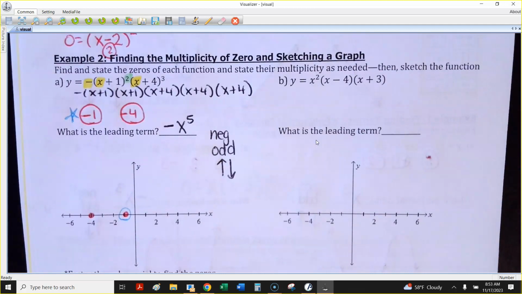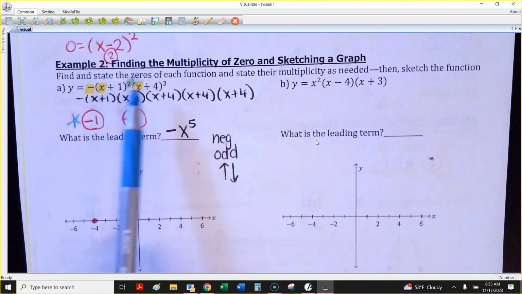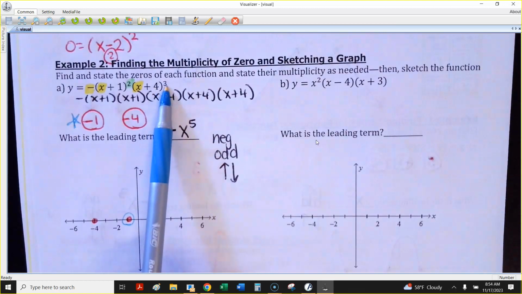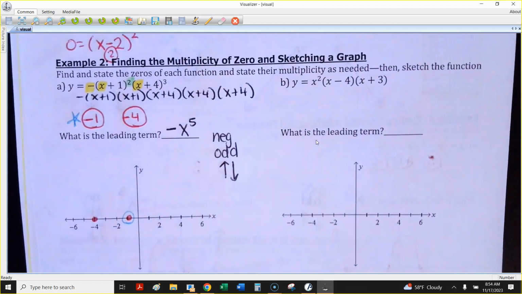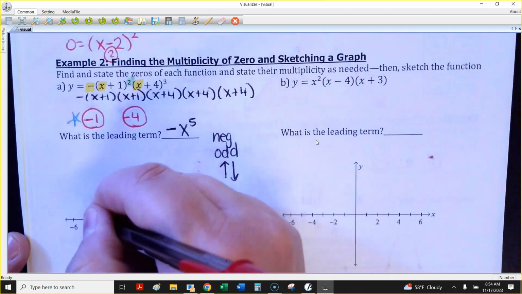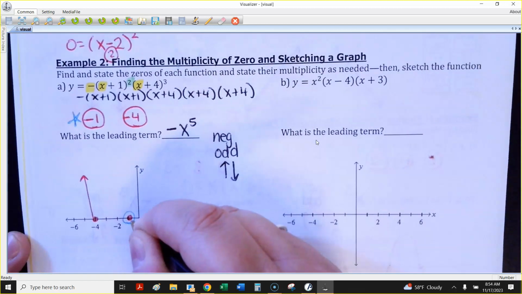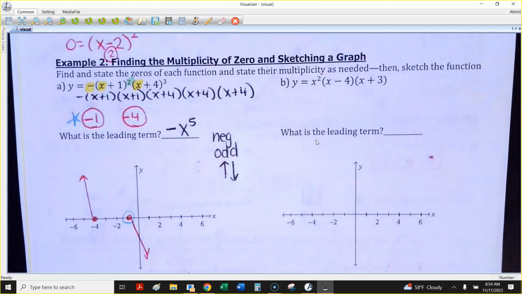I'm not going to go through the x-axis because that has an exponent of 2. Now this one, the x plus 4, has an exponent of 3. That's odd, so you do go through the x-axis. All right, so I'm going to put my end behavior in here. I know this is supposed to go up at the beginning and down at the end.